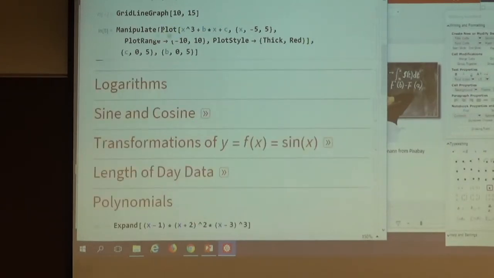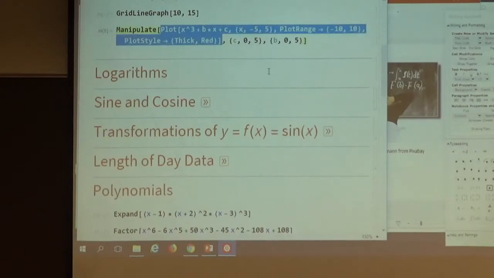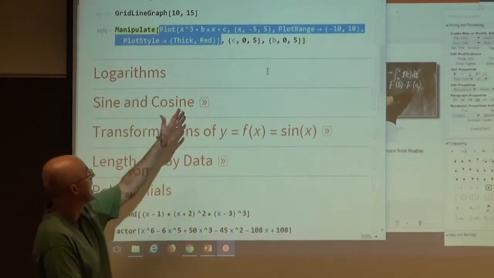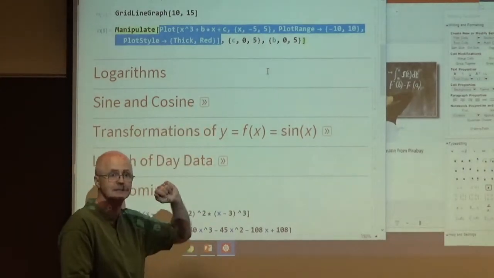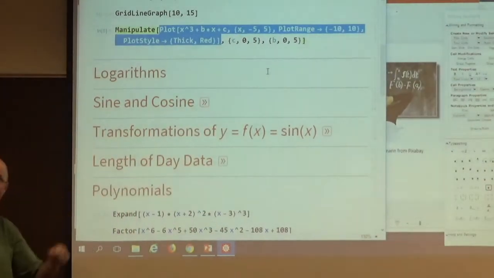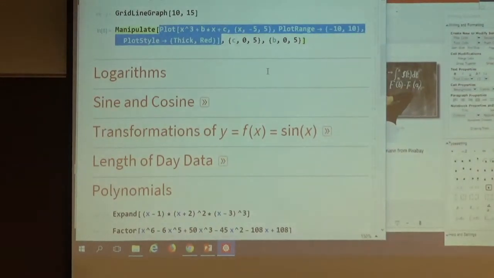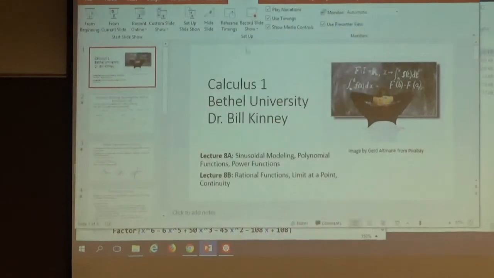So again, the key thing is the plot function here, and its input goes inside the Manipulate. And you put a comma, and then you say what the parameters, C and B in this case, are going to do to make the thing interactive. Okay? Any questions about that?